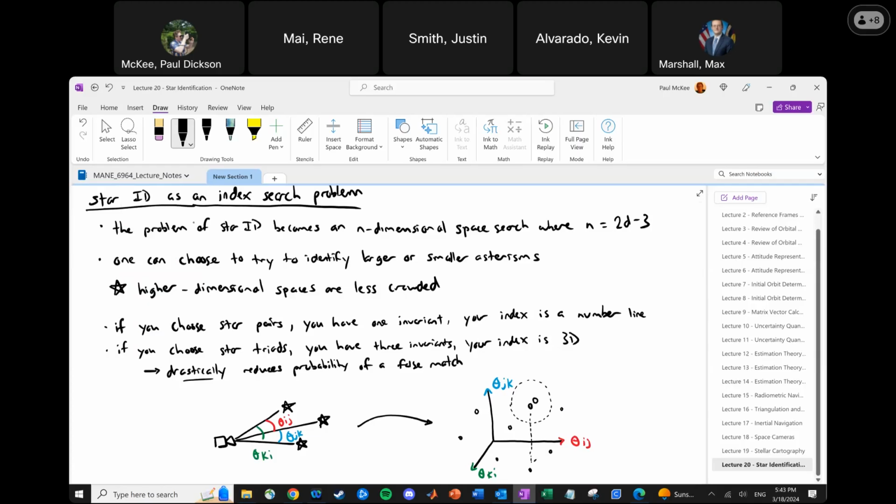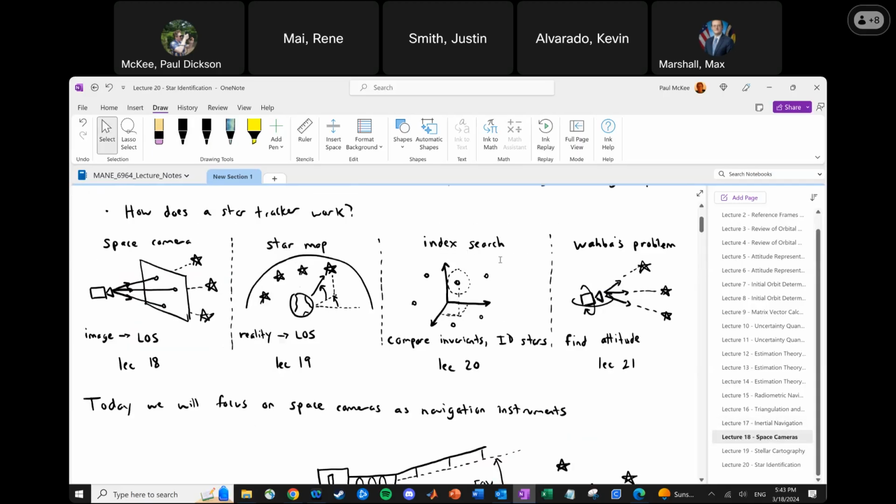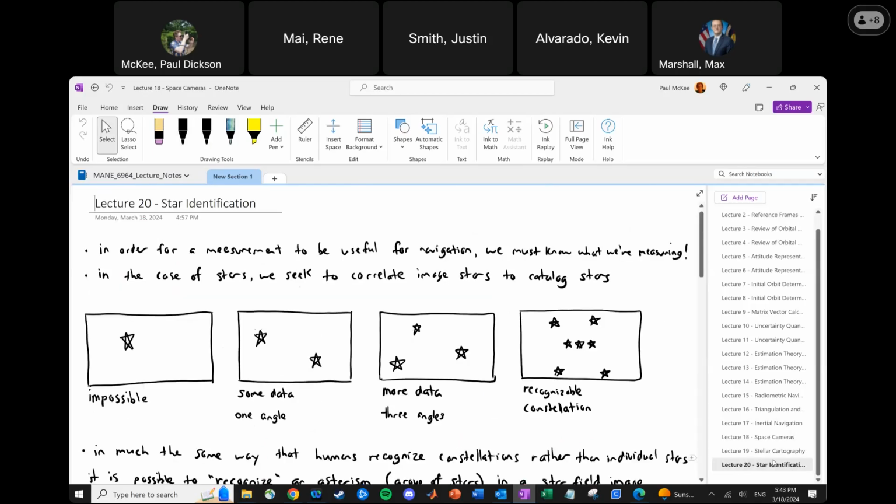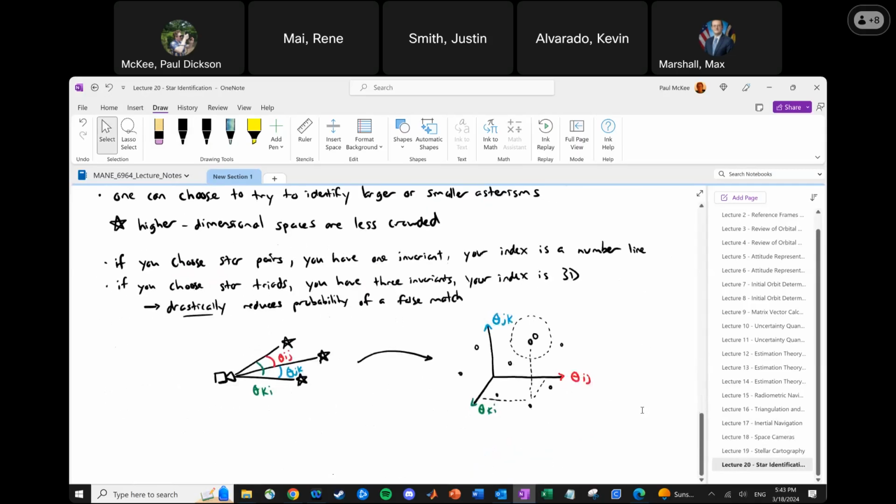And actually this diagram should look a little familiar. This is what I was drawing before, our index search problem. It's a three-dimensional index search problem where your first dimension is theta ij, your second dimension is theta jk, and your third dimension is theta ki. One unique point in 3D space is one unique set of theta ij, theta jk, theta ki. You are going to be wrong because your image is noisy, but hopefully if you search some bounded region within the index, you only get one return, and that's what we're after.